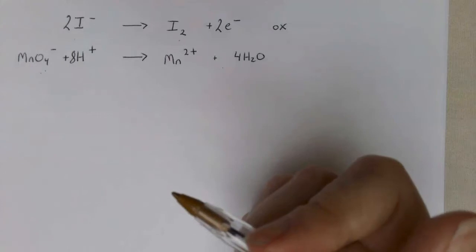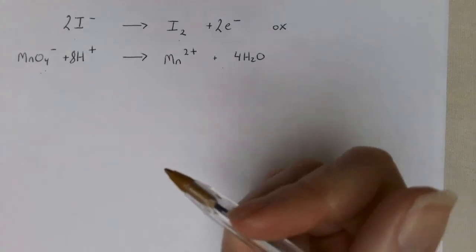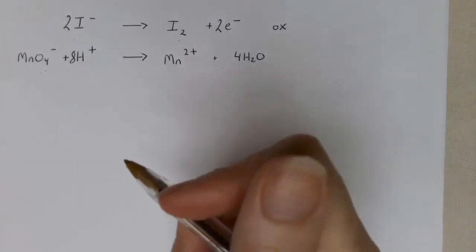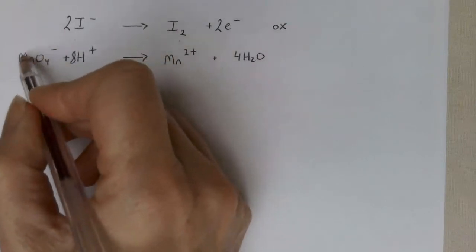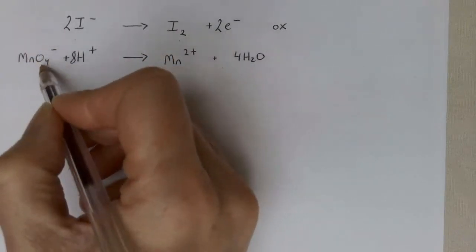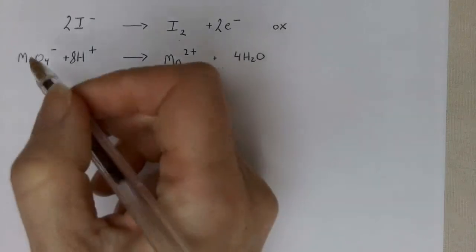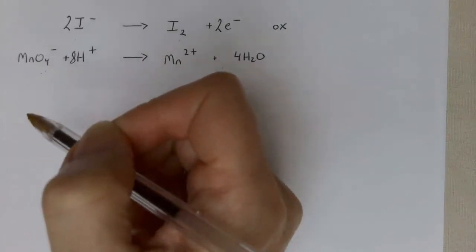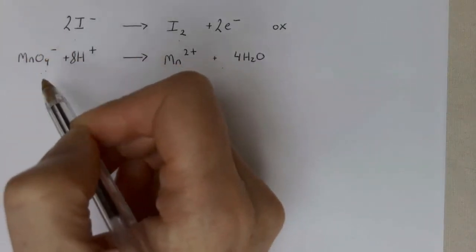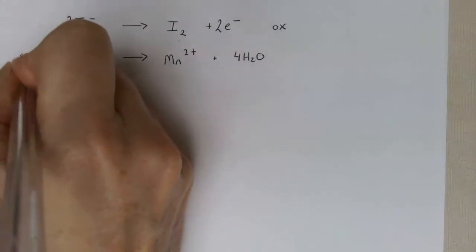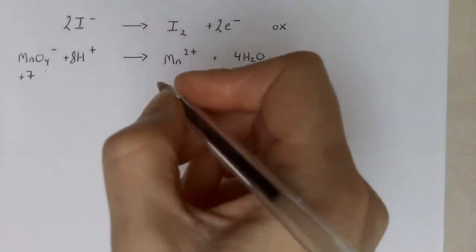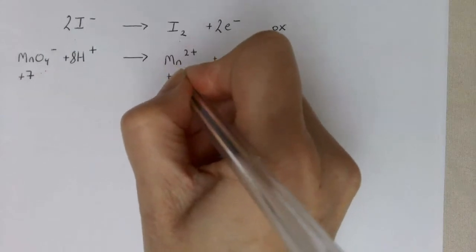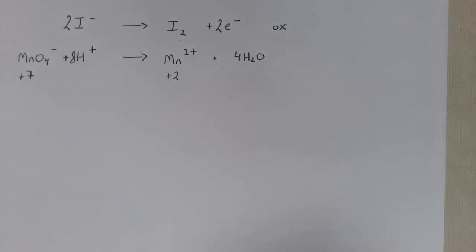Now again, we can do this by charge balancing. We can also do this by working out the oxidation numbers. So the oxidation number of the manganese in this species, well, oxygen is -2, and there are 4 of them, which makes -8. The whole thing adds up to -1, so the manganese is +7. So it's going from +7 to +2, so that's the change in 5.